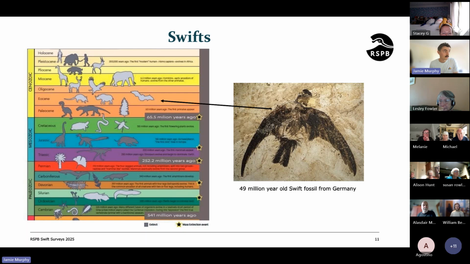And for comparison, Homo sapiens as a species have been around for about 300,000 years, so vastly outdated by swift-like birds, which suggests that they're very well adapted to their lifestyle, which is being airborne, catching insects. But they're obviously now very adaptable as well, because they've adapted to living in human environments.